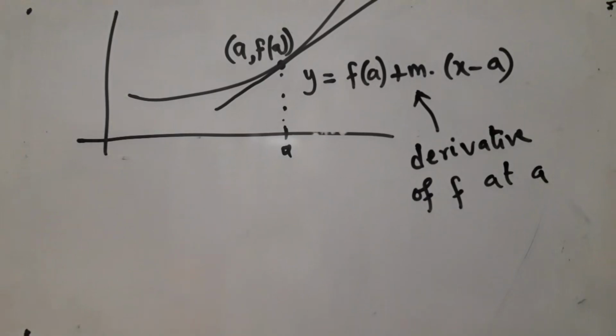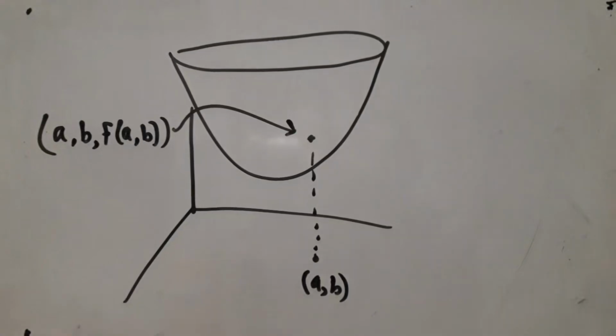Precisely the same idea occurs for multivariate functions also. I am going to illustrate with a bivariate case. So I have a function f(x,y). So this is the surface. I have taken a point in the xy plane (a,b).